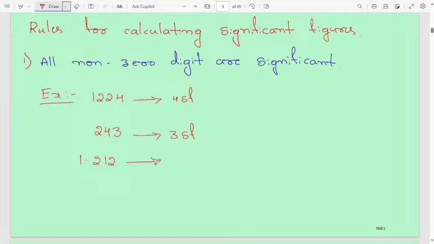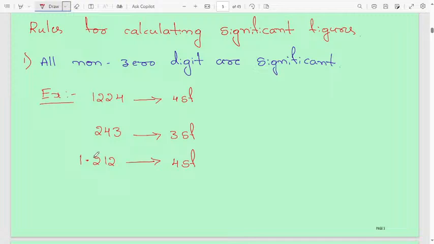1.212. Even though you are having the decimal, before the decimal and after the decimal you don't have any zero digit. That's why you can consider these as non-zero digits. Then count all the numbers, 1 2 3 4. Your significant figures will be four significant figures. First rule you have to remember, all non-zero digits, whether you are having a decimal or not, the value will not change. Don't consider the decimal. Here you have to concentrate on whether the number contains non-zero digits.